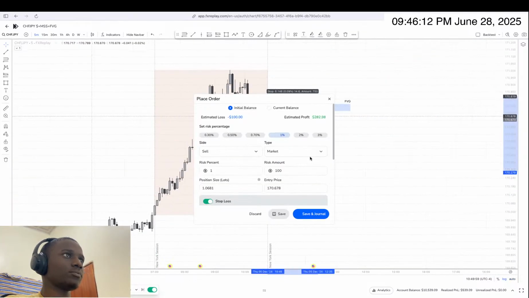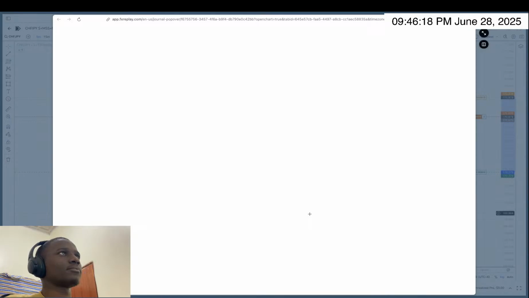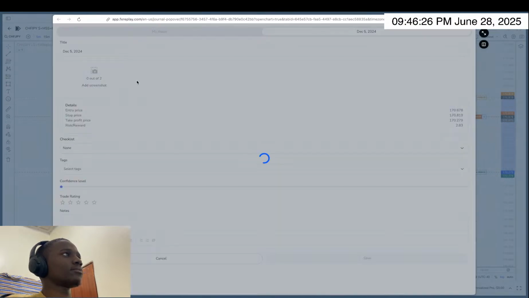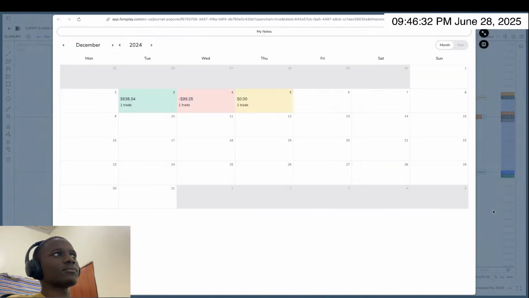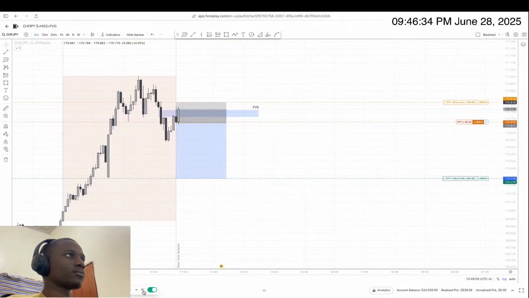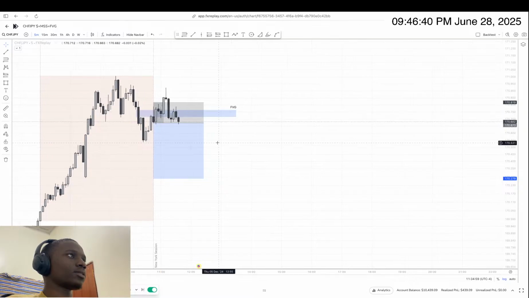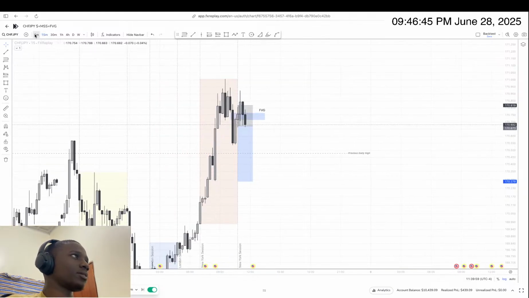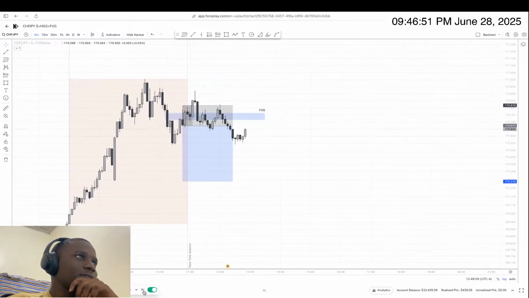Going back on the 5-minute, let's take this entry. Risk 1% on it. Okay, this is a crazy stop out. Crazy stop out, but let's see. It looks like we eventually hit stop, take profit.